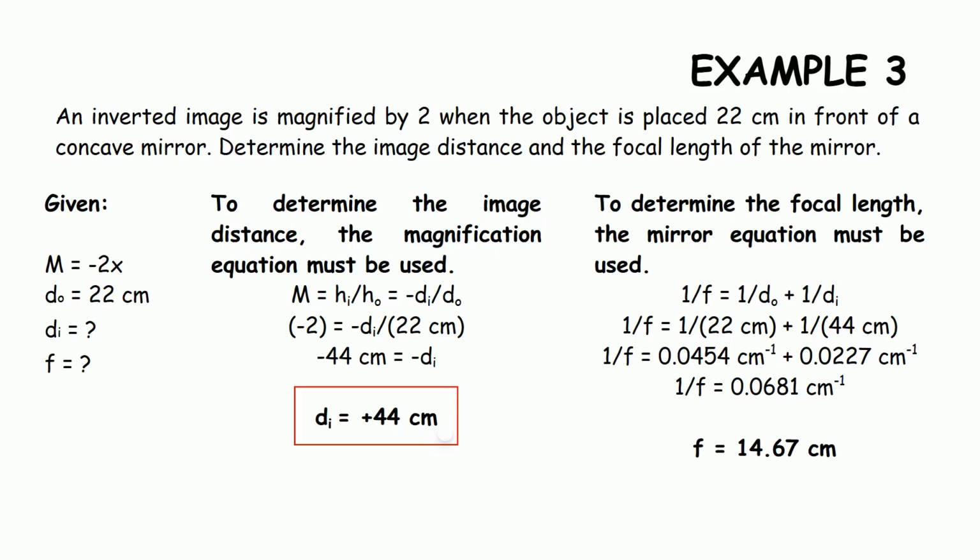Now, to determine the focal length, the mirror equation must be used. Since naa naman tay do and di, pwede na nimo siya i-substitute freely. And then, you will arrive at an answer of f is equal to 14.67 cm. And that would be the example for the mirror equation and the magnification equation.